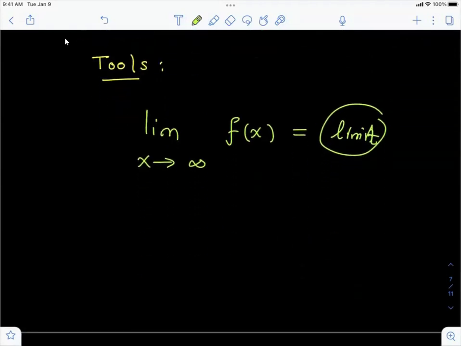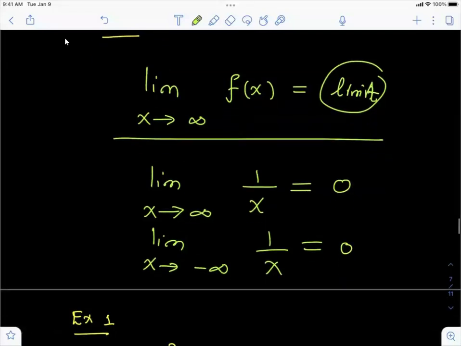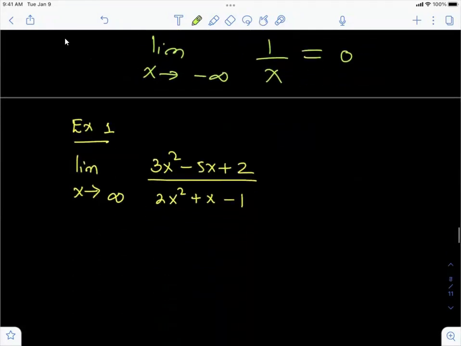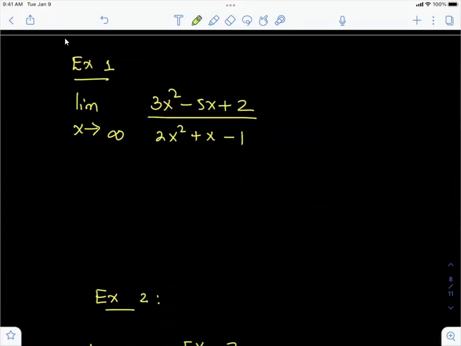And this is the starting step, and that is the tool. The main tool that you're going to employ is, when x goes to positive infinity, 1 over x is going to be 0. This would still stand even if you have the limit as x goes to negative infinity of 1 over x, it's going to be 0. So nothing to worry about with any powers. You're going to get the same observation. So let's look at these examples and let me show you what to do in this kind of scenario.